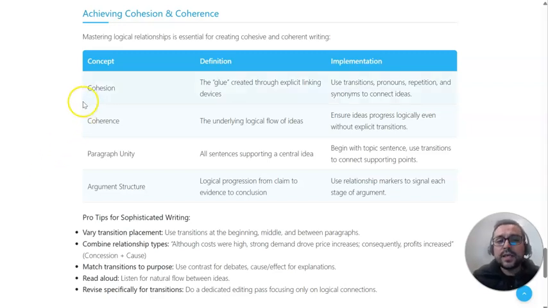We can achieve cohesion through transitions, pronouns, repetitions, and synonyms to connect ideas. Coherence is achieved through making ideas progress logically, even without explicit transitions. Also, paragraph unity is important. We should begin with a topic sentence, then use transitions to connect the supporting points. And finally, for argument structure, we can use relationship markers to signal each stage of an argument.